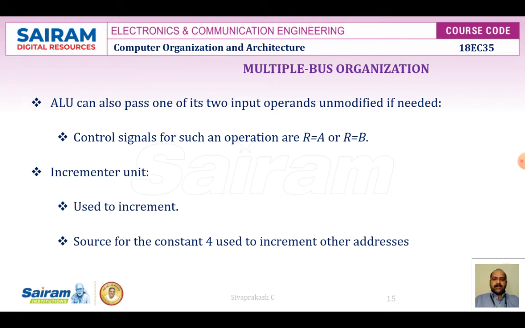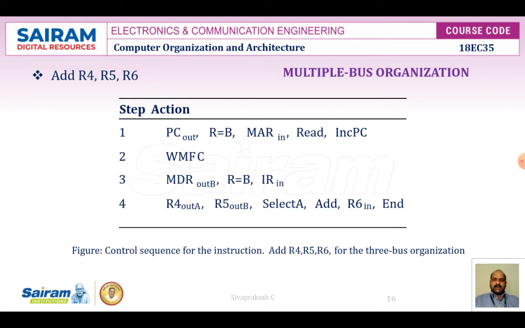Let's take an example to understand the multiple bus organization in detail. The instruction given is ADD R4, R5, R6, which is a 3-operand instruction. Let us see the control sequence of the instruction ADD R4, R5, R6 for this 3-bus organization. This figure explains the execution of the control sequence for the instruction ADD R4, R5, R6.